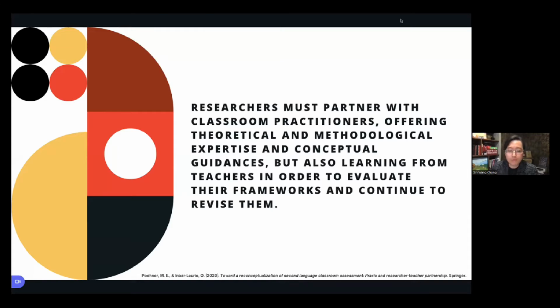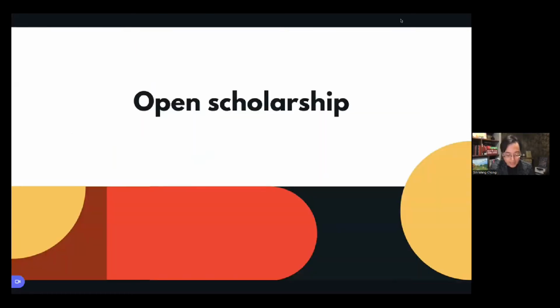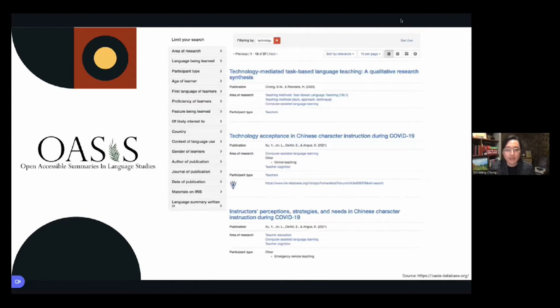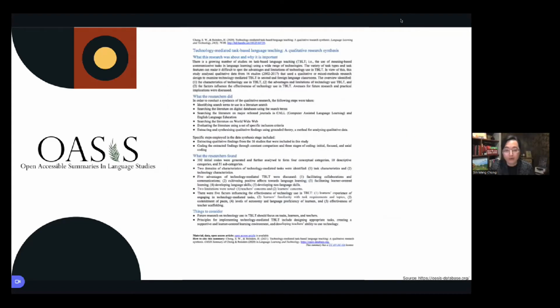And I really like this quote from a book that is about language assessment, but I think it's very applicable to applied linguistics as a field in general: that researchers must partner with classroom practitioners, offering theoretical, methodological expertise and conceptual guidance. That's what we have been doing, and I'm sure we'll continue to do, but also learning from teachers in order to evaluate their frameworks and continue to revise them. So I think the ultimate question that I would like to ask, and I'm going to skip a few slides because everybody knows what open scholarship and open science are, because Emma has already introduced it quite thoroughly.